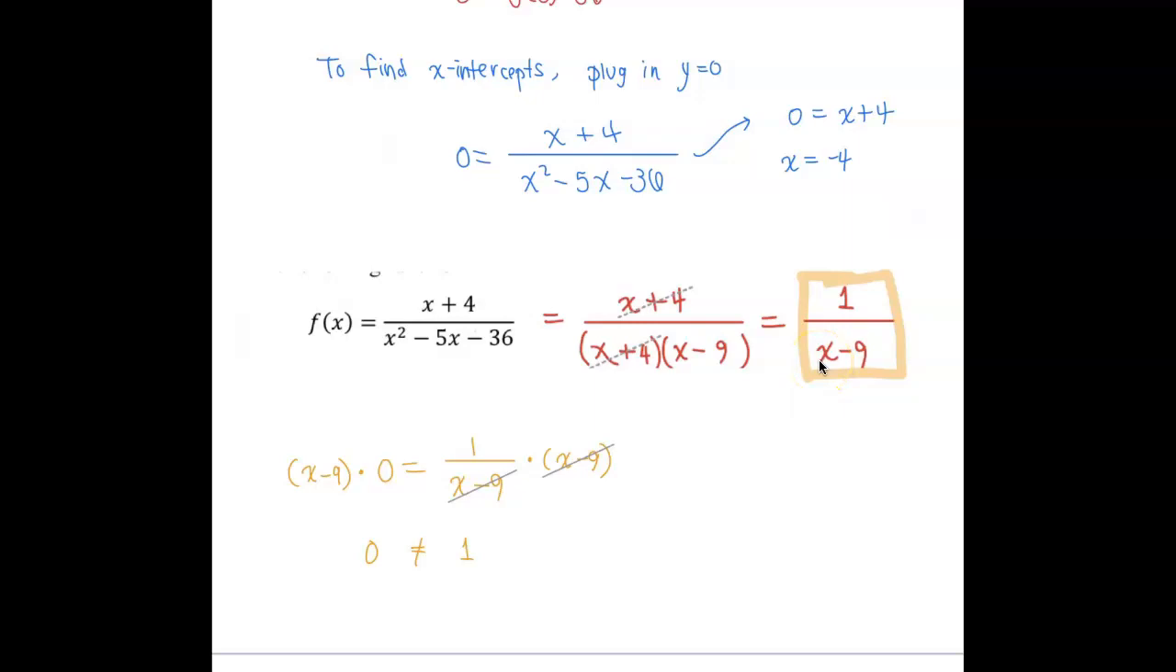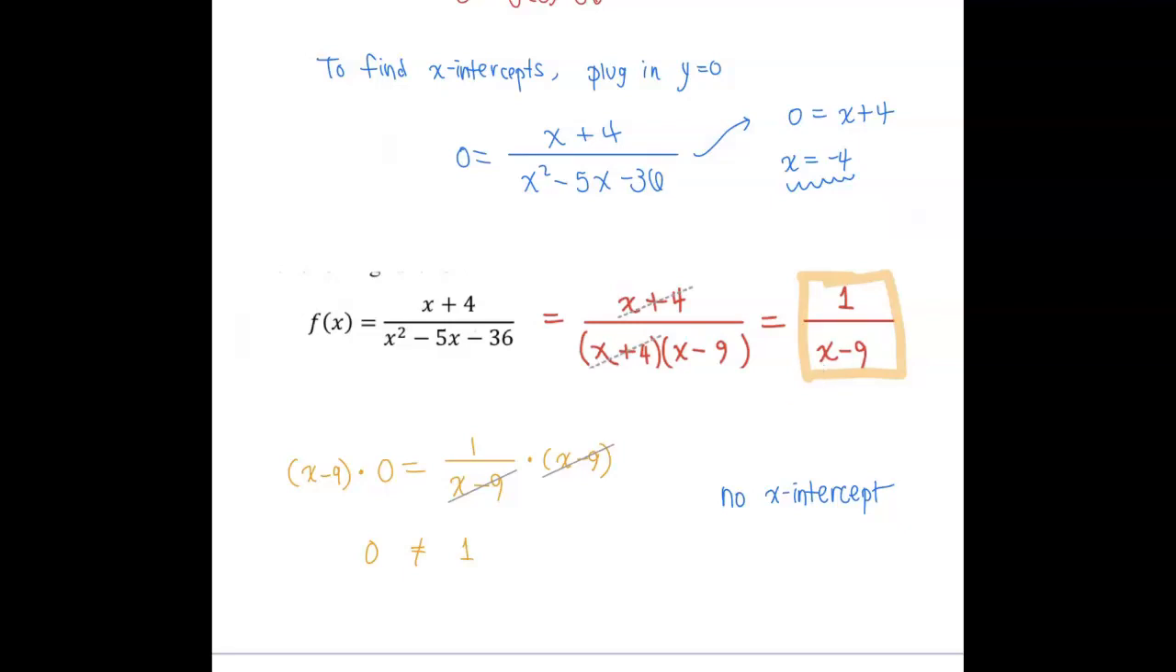So what do we say about the x-intercept? Does it have any x-intercept? No x-intercept, because the only candidate was at x equals negative 4. But this graph has a hole at x equals negative 4, because x equals negative 4 is not only the number that makes the numerator 0, but also the number that makes the denominator 0. So you have to say this graph has no x-intercept.